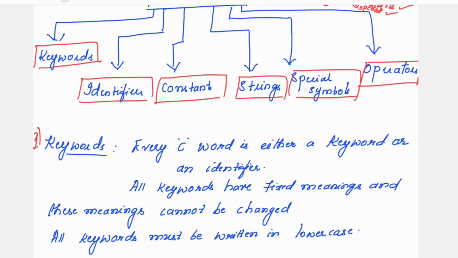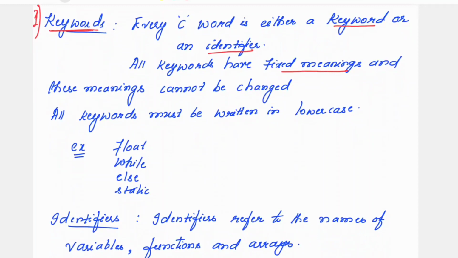First one, which is called as the keywords. Every C word is either a keyword or an identifier. Now when you are writing a C program, whatever words you are using in that program, that particular word can either be a keyword or an identifier. Now all keywords, the difference between keyword and identifier you can just see here. All keywords have fixed meanings and these meanings cannot be changed, and all keywords must be written in lowercase, like we have for example float, while, else, static, you have int, you have double, like this.